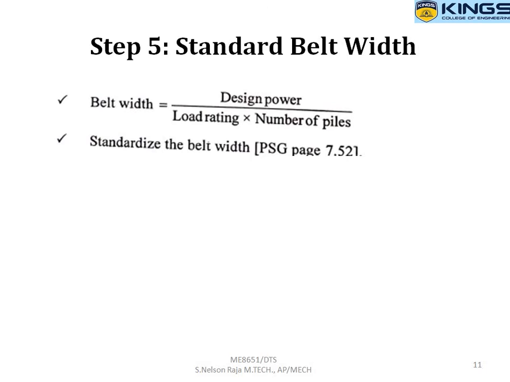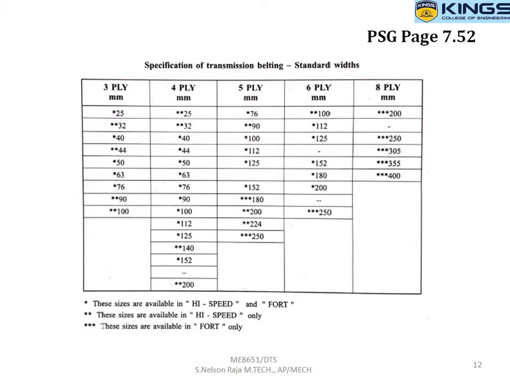And in step 5, we have to find the standard belt width. The belt width formula is equal to design power divided by load rating into number of plies. Here, the load rating and number of plies were calculated in the previous step itself. After substituting all those values, we have to standardize the belt width. When you refer to PSG page number 7.52, this table will be available. For the corresponding number of plies, either 3 or 4 or 5 or 6 or 8, we have to standardize the belt width. These values will be available.